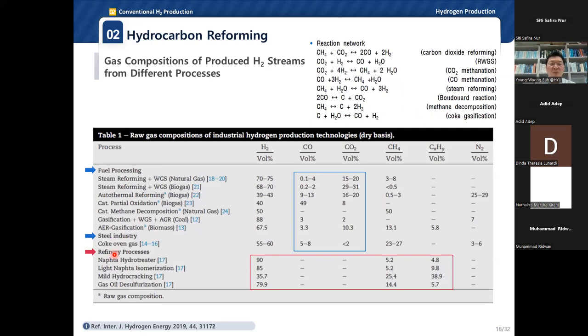And then move to the last group, that is the refinery process. You can see CO and CO2 is nothing. Only hydrogen and methane, and also just a little bit longer hydrocarbons such as ethane and propane, because the refinery processes are using many catalyst materials to remove the CO. So naphtha hydrotreater, naphtha isomerization, hydrocracking, or desulfurization, those are the essence of the refinery processes. So right now, I think every refinery industry is using this technology to make the hydrogen for their own refinery process.